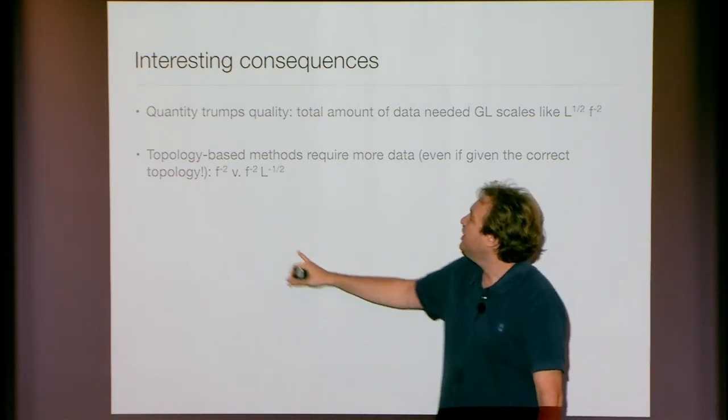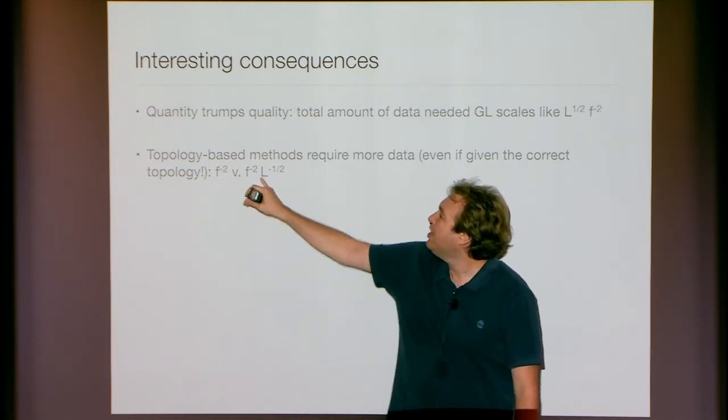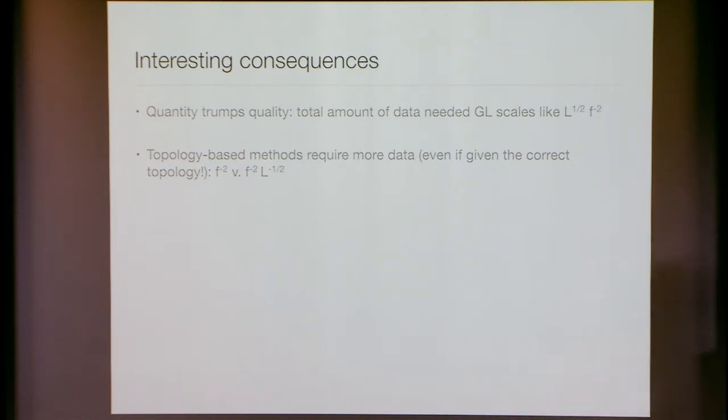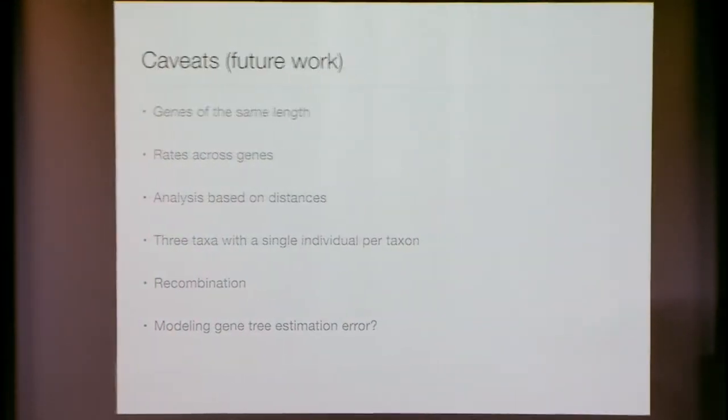combining them together, in general we can show that you need 1 over f squared, whereas if you start directly from the sequence data and go to the species tree, then you get to divide by square root L, which can be much better in general. Okay, so there's a lot more to do here.